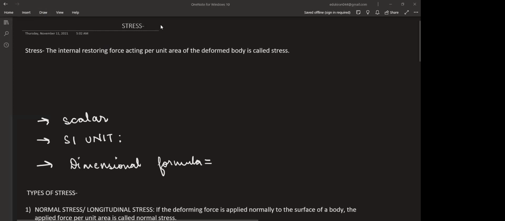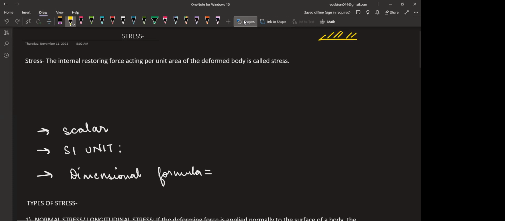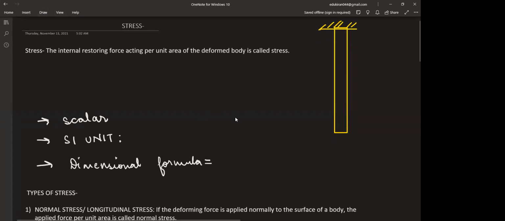Yes, class. Now talking about stress. So stress is basically what? Suppose the same rod I'm talking about, the same rod which I was referring to, is this. Now it must be having a cross-sectional area. Let's say this part is its cross-sectional area. This is A. Force must be acting on it.